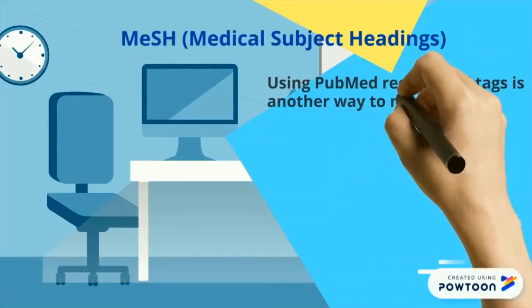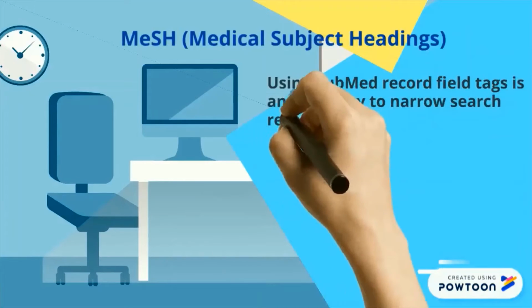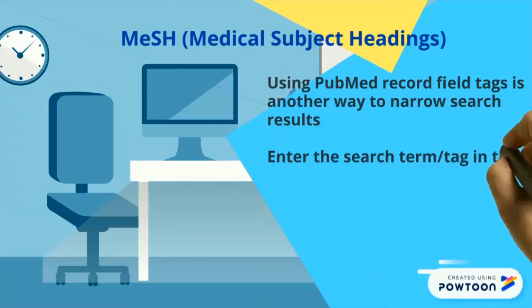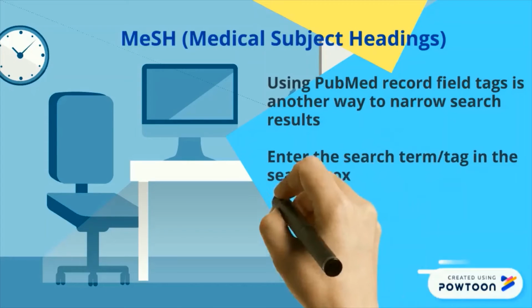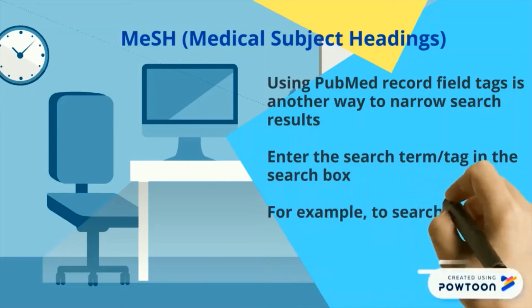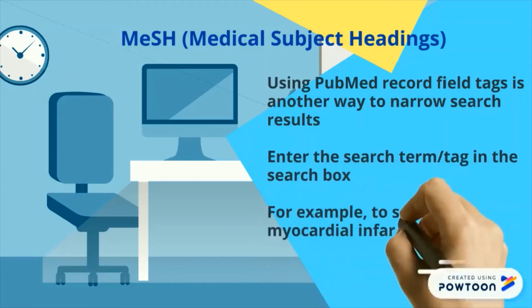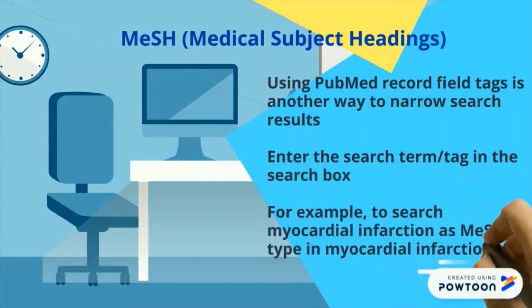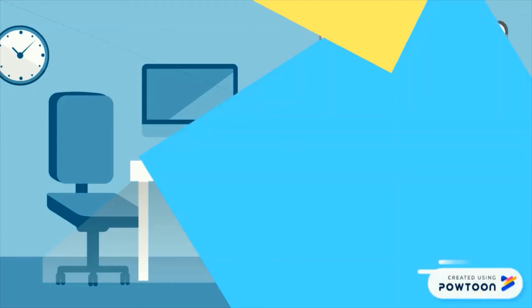Using PubMed record field tags is another way to narrow search results. Enter the search term or tag in the search box. For example, to search myocardial infarction as MeSH, or medical subject headings, type in myocardial infarction [MH]. Basically, you are asking PubMed for all titles and abstracts to appear in your search.